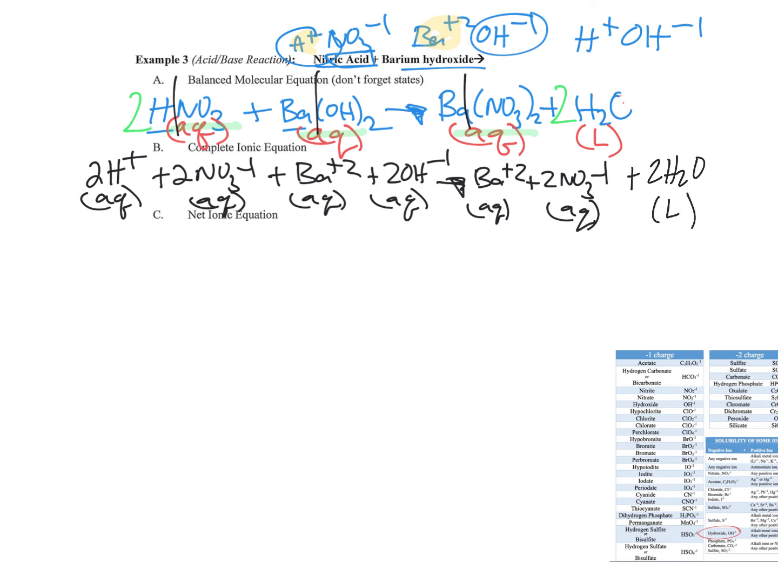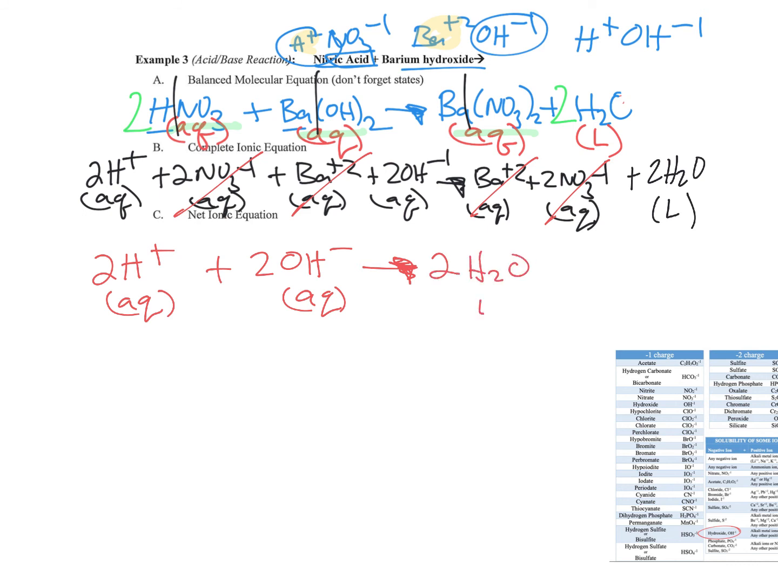Okay, then my favorite part, I'm looking for things that can cross out. I've got 2 nitrate ions that are aqueous on both sides. I also have 2 barium ions aqueous on both sides. So my net ionic equation, the real change is when my hydrogen ions reacted with my hydroxide ions to produce water. Now, technically, because I have a 2 in front of everything, this would actually reduce down just to 1 to 1 to 1. So my hydrogen ions reacted with my hydroxide ions to produce water. This was the net change.